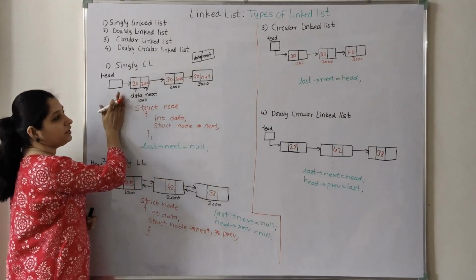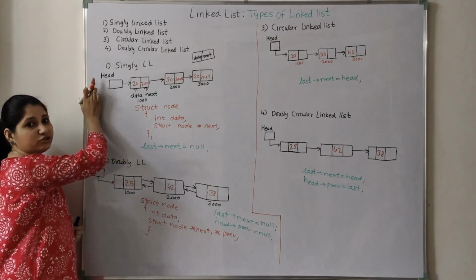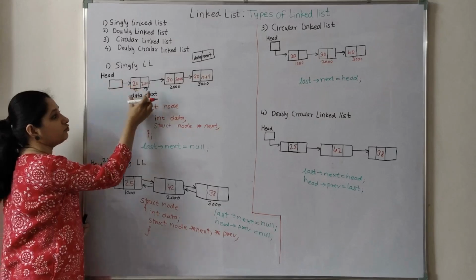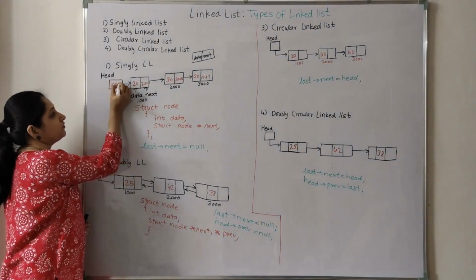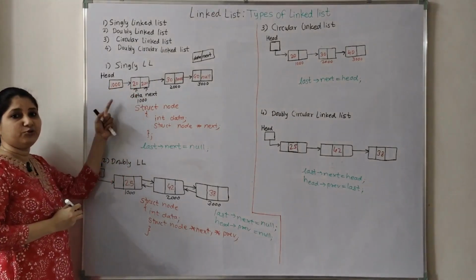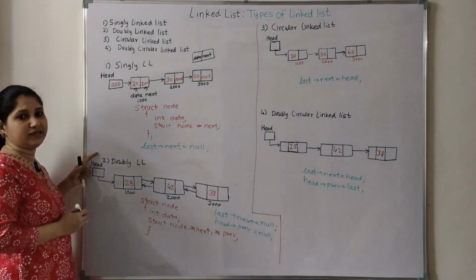In a linked list, we also maintain the head node. What is that head node? The head node holds the address of our first node. So we put the address of our first node, 1000, into the head memory location. So this is all about singly linked list.